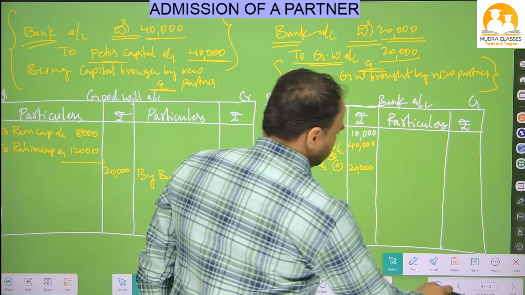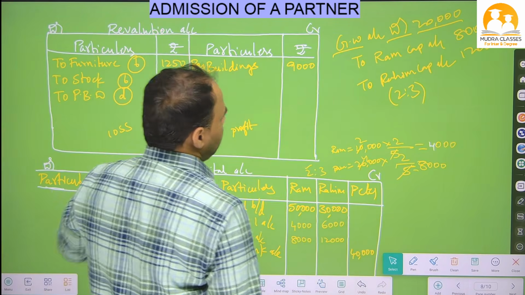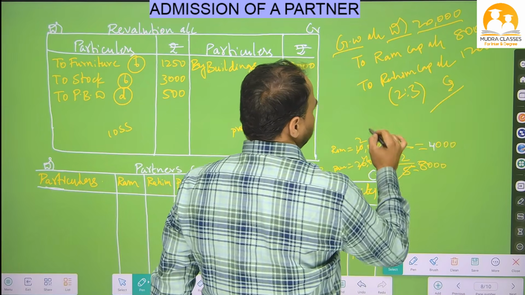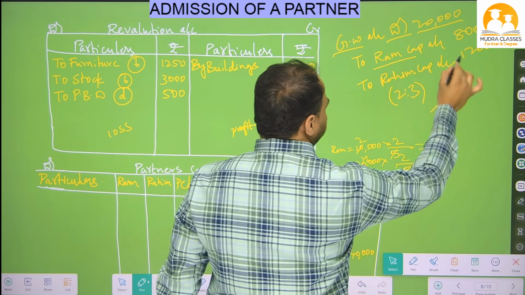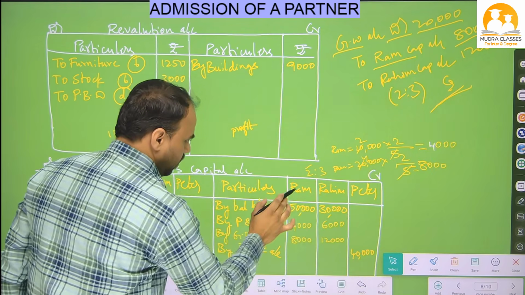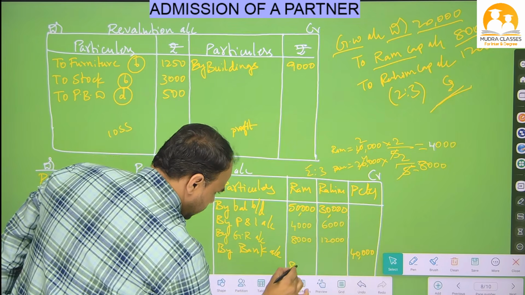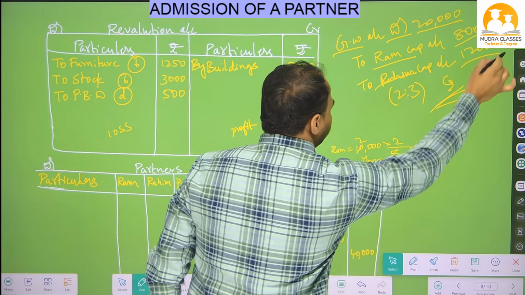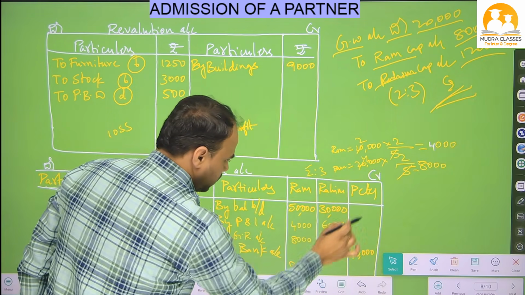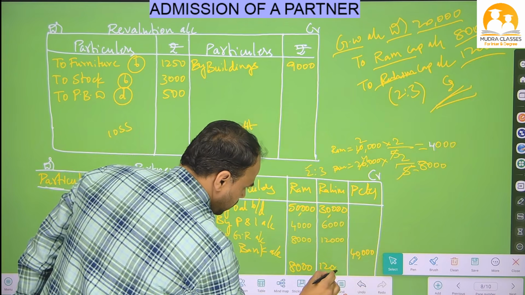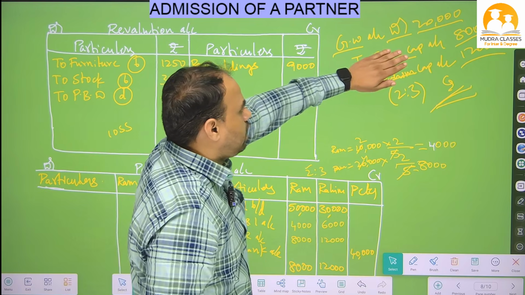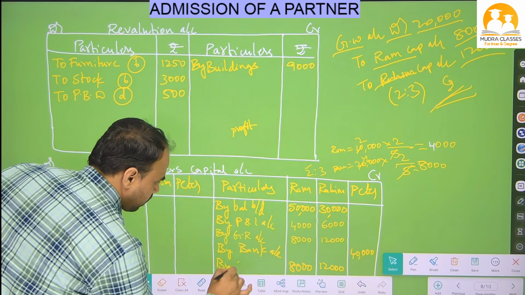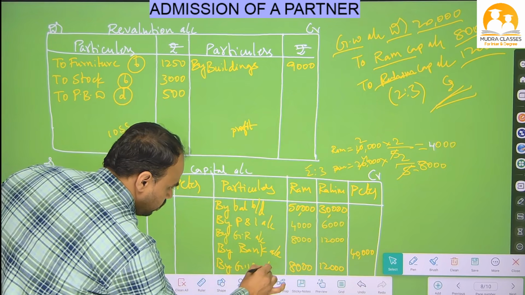Okay, so now goodwill is on debit side, Nana. That means Ram and Rahim is on which side? Credit side. So write in Ram capital credit side 8,000. Similarly, Rahim capital credit side 12,000. Close this Ram and Rahim. What is opposite? Goodwill. So write down here: by goodwill account.